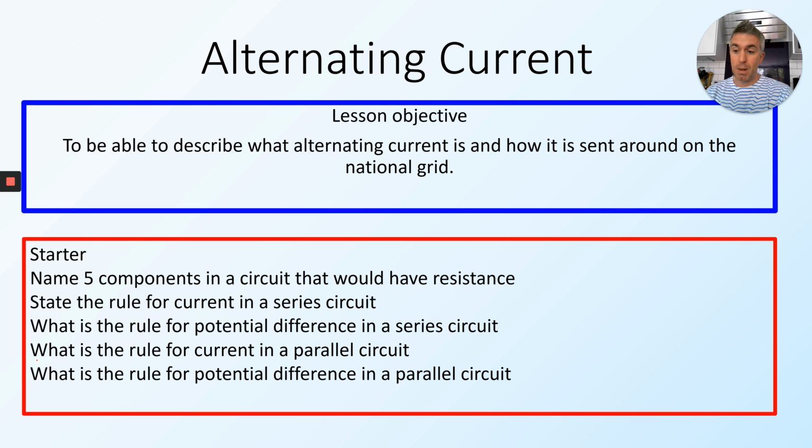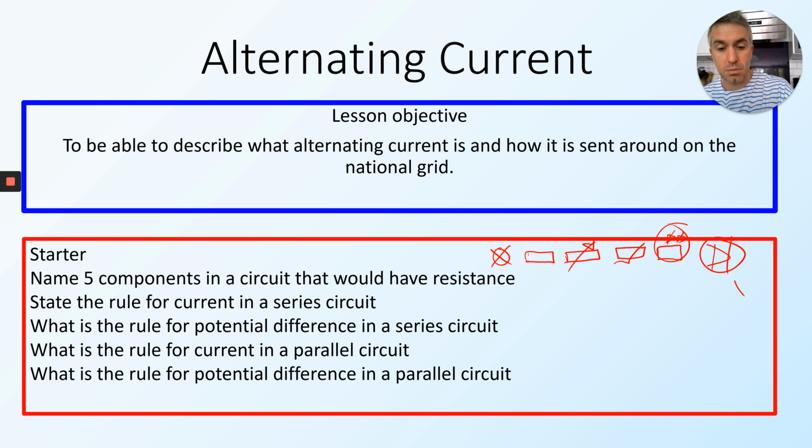Have you done them? Splendid. 5 components in a circuit that would have resistance: a cell will have resistance, a resistor will have resistance, a variable resistor, also resistance. You could do a thermistor, or you could have done an LDR. You could have also done something like a diode. It has resistance in one way. Yeah, they're the main ones. A voltmeter as well has resistance. If you said ammeter, no, it doesn't.